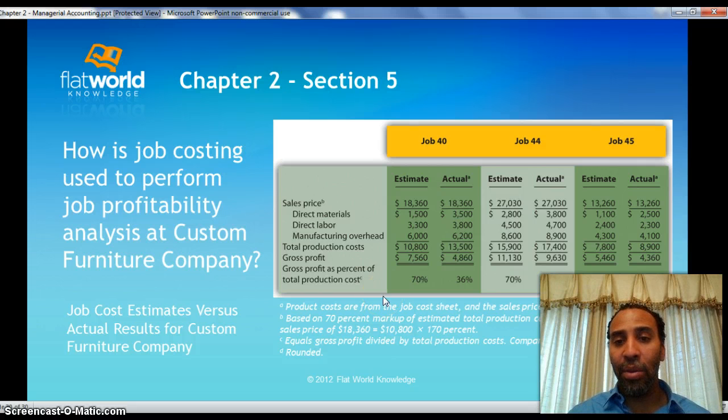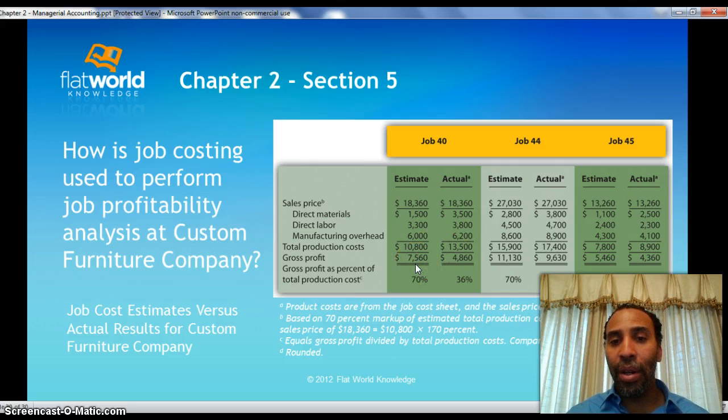What's our sales price? What's our actual? Direct materials, estimate 1,500. We actually spent 3,500. Direct labor, we thought it was 3,300. We actually spent 3,800. We see we're going in the wrong direction right here in job 40. Manufacturing overhead, 6,000 estimate. We actually spent 6,200. Total production cost, we spent well over $2,000 more for our total production.